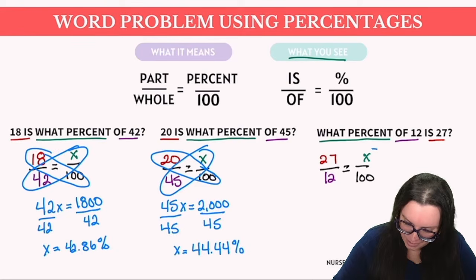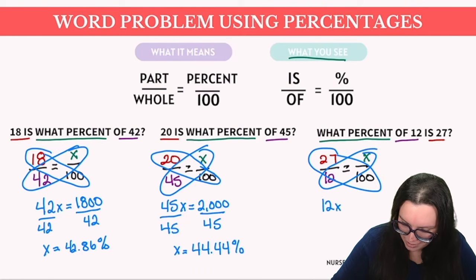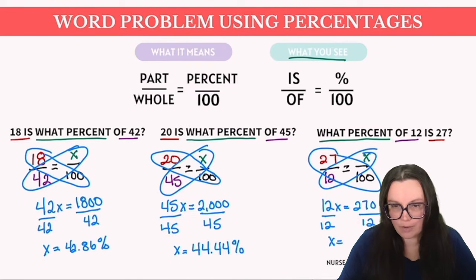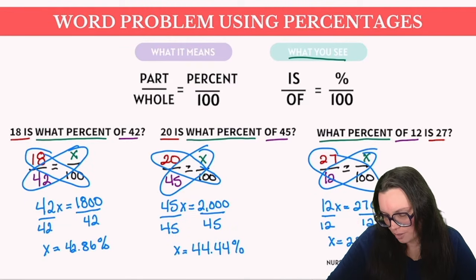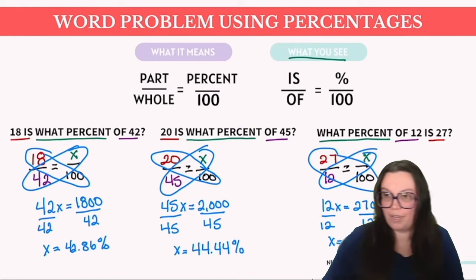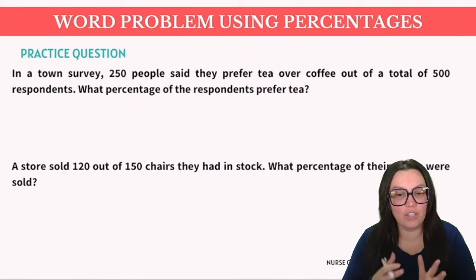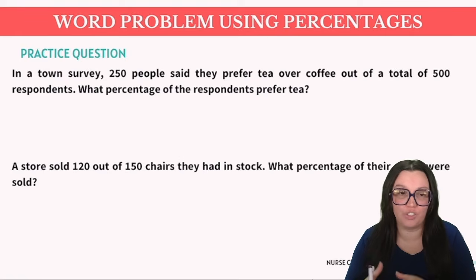Now we're going to cross multiply. That's going to give us 12x is equal to 2,700. We're going to divide both sides by 12. And that is going to give us our answer of 225%.